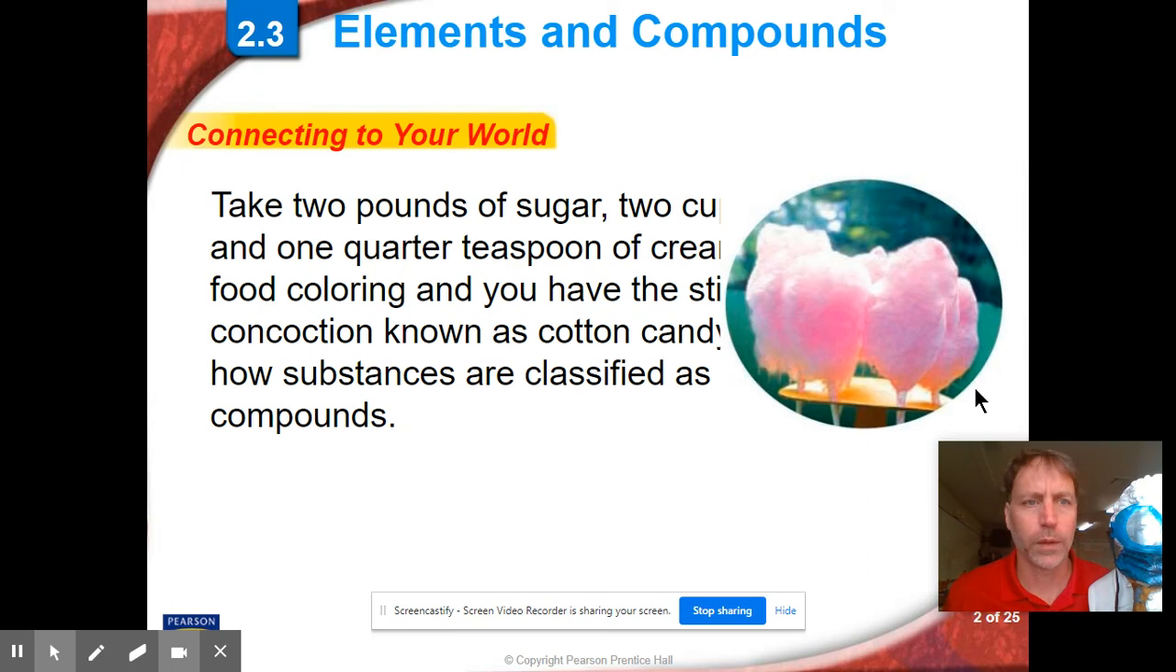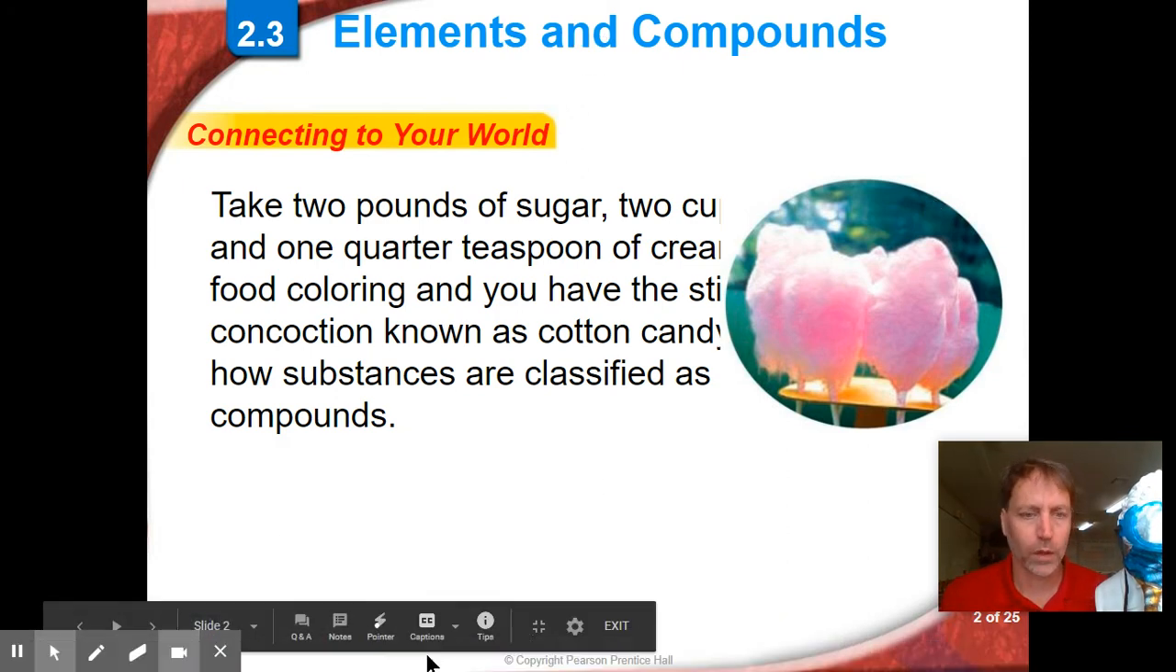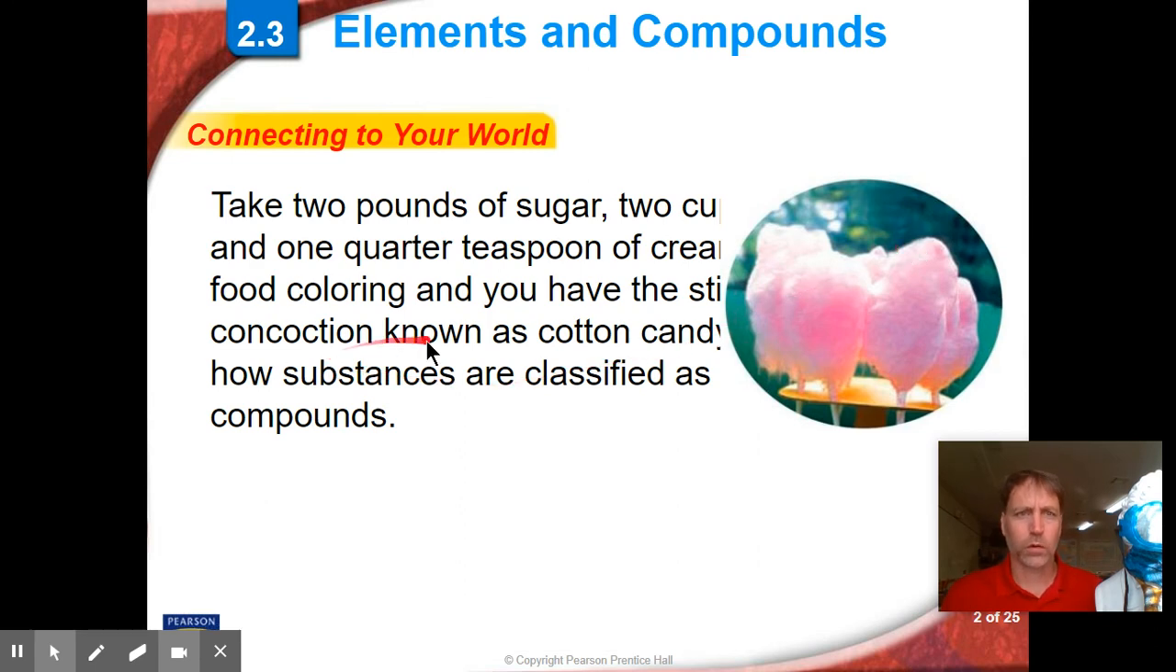So what we're going to learn is about compounds and elements. What's the difference between them? Take some sugar, and you might take some cream and some food coloring. You make this concoction and you will make cotton candy. So that's several compounds coming together, making another compound.